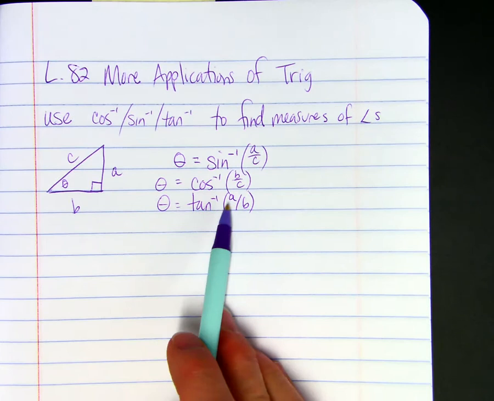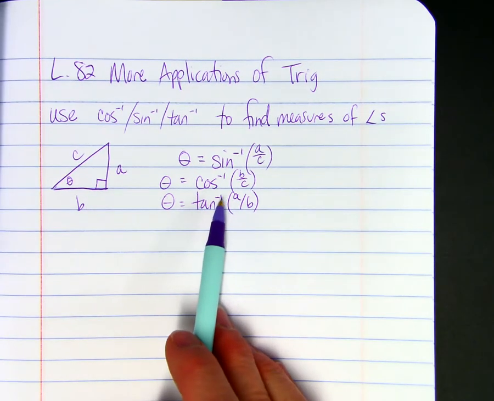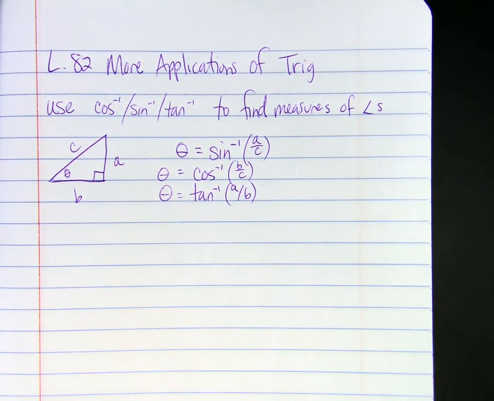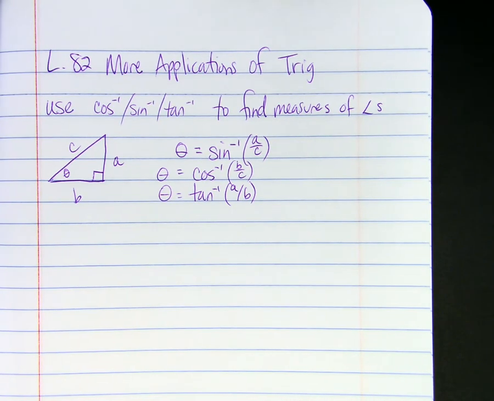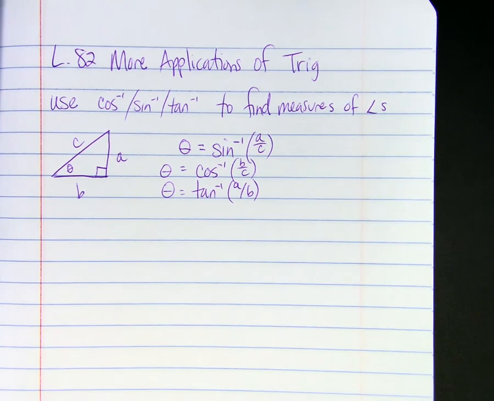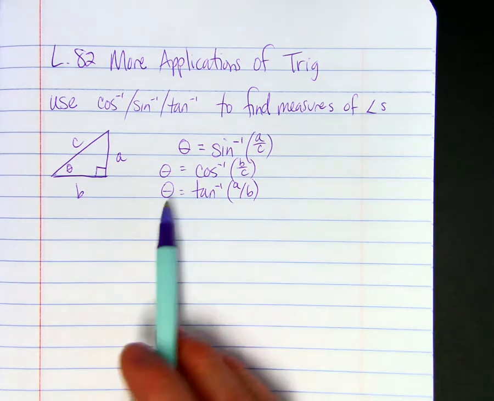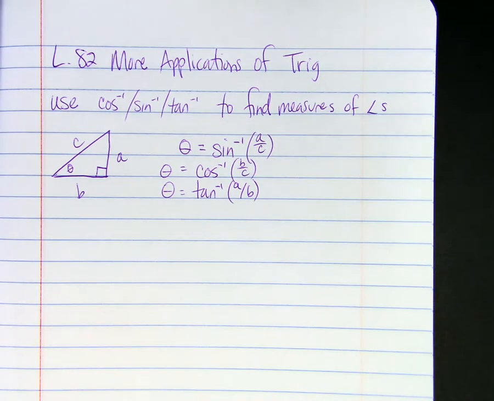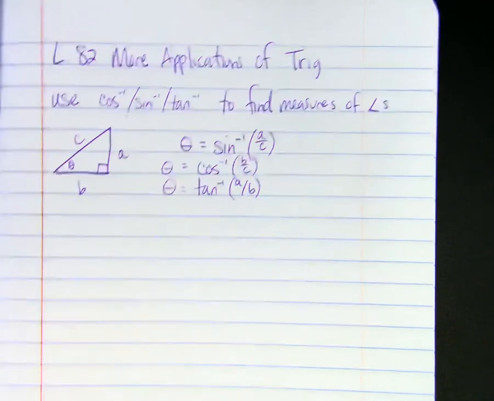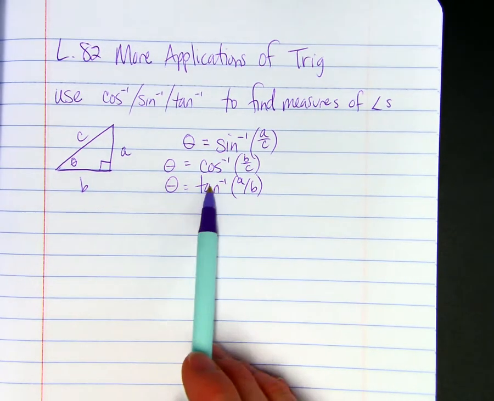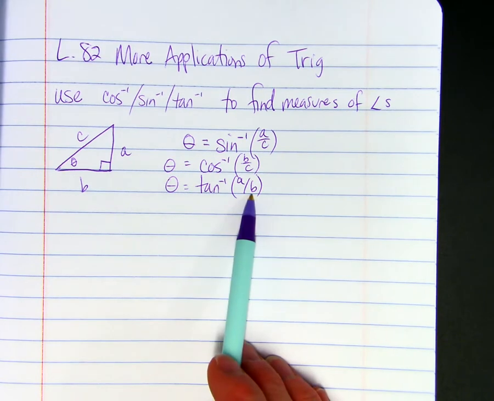This -1 does not mean the same thing as a -1 exponent on a number or on a variable. This means you're going backwards. You're working backwards from tangent to find the angle measure. Usually we do tangent theta equals A over B.